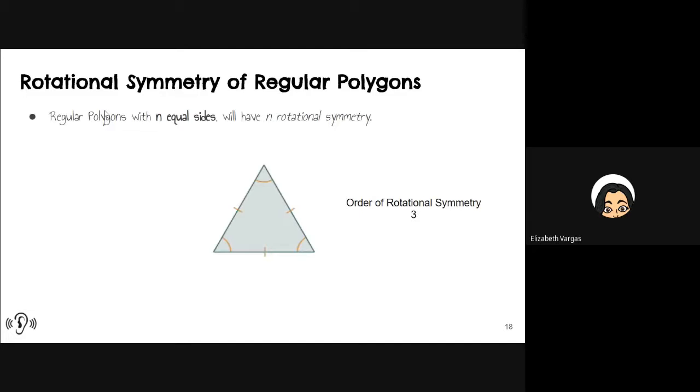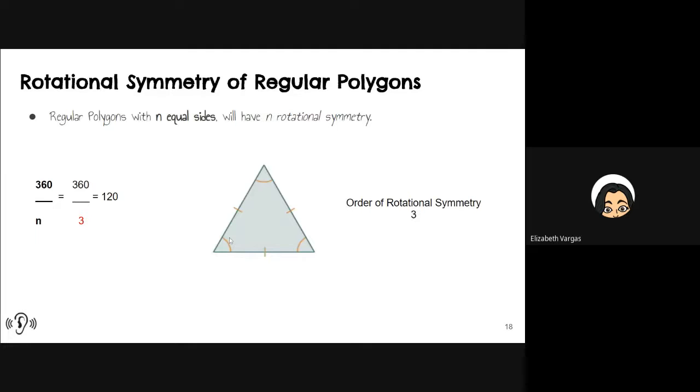There may be some instances where you're asked to find the smallest measure or the smallest angle that we can rotate this triangle for it to map back to itself. Well, the way to answer that question is to put it into this equation. So 360 divided by n, n being the number of sides. We have 3 sides, and so we get 120. 120 is the smallest angle measure that you can turn this triangle in order to get it to map back onto itself.